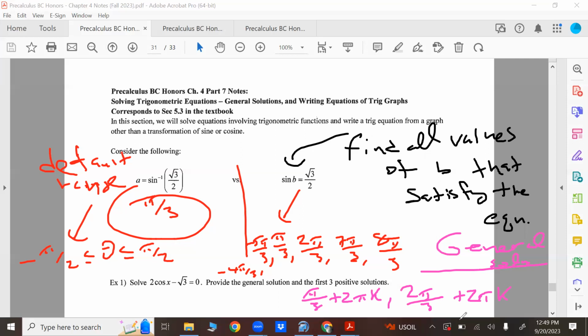Now, sometimes you might be given a specific domain. Like, hey, give this from 0 to 2 pi, where 0 is included and 2 pi is not included. Then you just give pi over 3 and 2 pi over 3. Or I could be real hard and say, give me the answers for the domain from negative 6 pi to negative 4 pi. I can do that. So there's a lot of ways you could ask this question. But if you don't see a specific domain, the assumption is the general solution.